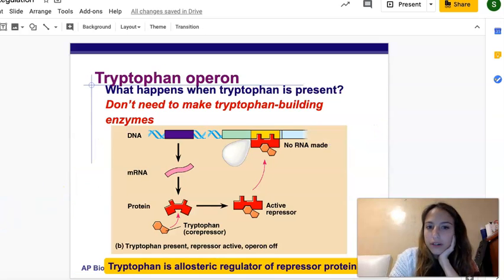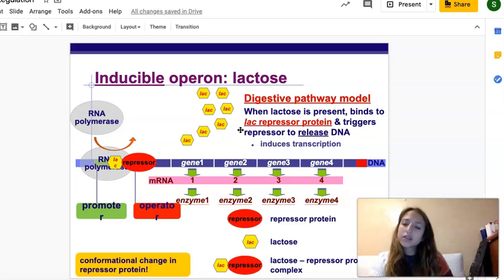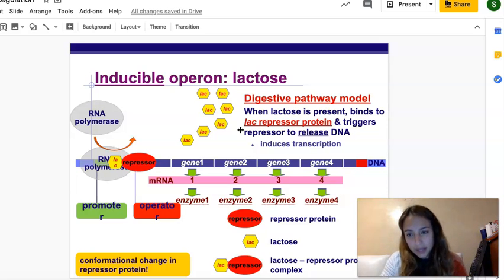If you're talking about an inducible operon, you're talking about the lac operon, which is the prokaryote's ability to break down lactose. Okay, so if there is a lot of lactose, we're gonna have to think about it a little bit in an opposite way than tryptophan. Unlike tryptophan, which is a co-repressor, lactose is not a co-repressor. Lactose is an inducer. So what does that mean?